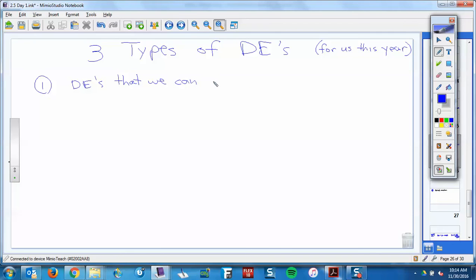The first type is DEs that we can solve by antiderivative. So let's do a couple of examples. One would be the one I just wrote down. y prime equals 6x plus 5. The solution to that would be y equals 3x squared plus 5x plus c. Okay? Easily solve that one.